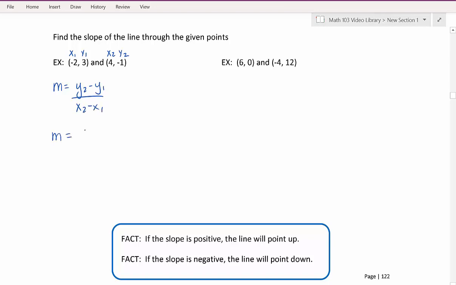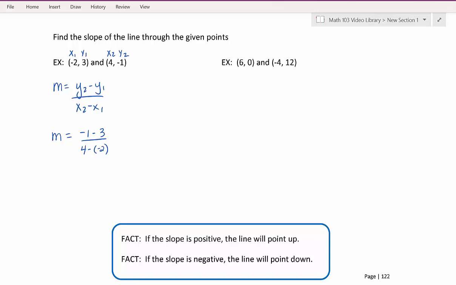So our slope is going to be -1 minus 3 over 4 minus a -2. Now be cautious here. There is a minus sign in the formula, so make sure when you have a negative x value, you're subtracting a negative number. That's the most common mistake I see when people are calculating slope. They drop one of the negatives.